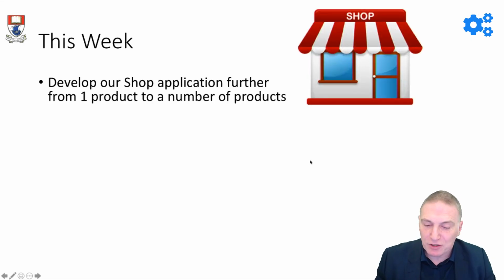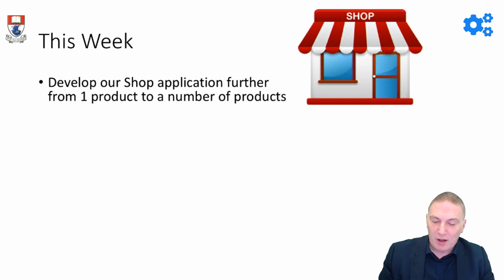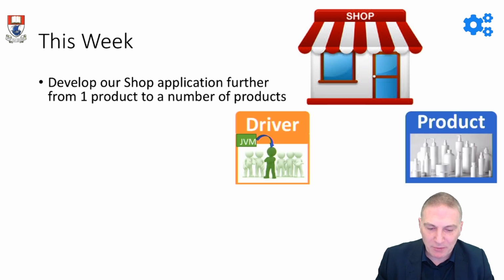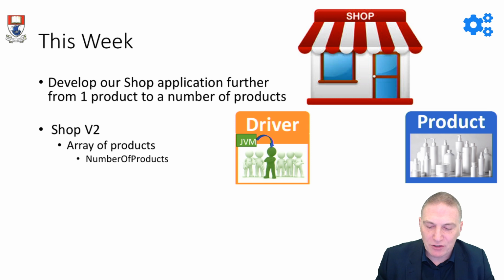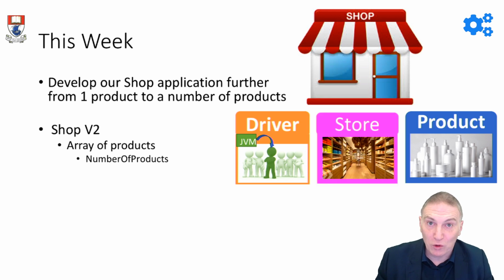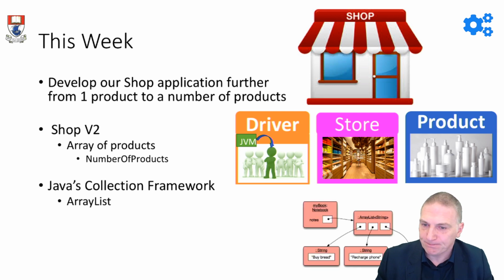So we're going to be developing our shop application further from one product to a number of products. That's what we're doing this week, and we started that process the last day using an array with shop version 2. You might remember we're now using classes, so we have the notion of a driver class and a product class from version 1, and then in version 2 we introduced this array of products and a field called number of products, which would keep track of how many products were in our shop or store. And the class that's going to handle all of this is store.